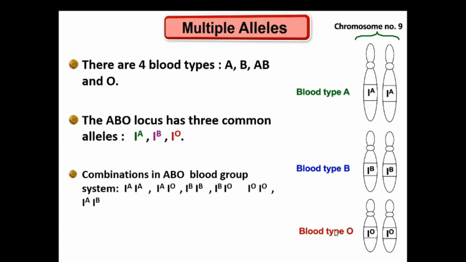But different for blood type O here. The only genotype that you can find for individuals with blood type O is IOIO, or it can also be written as small i small i. And for the individual with blood type AB, the possible genotype for them is IAIB.